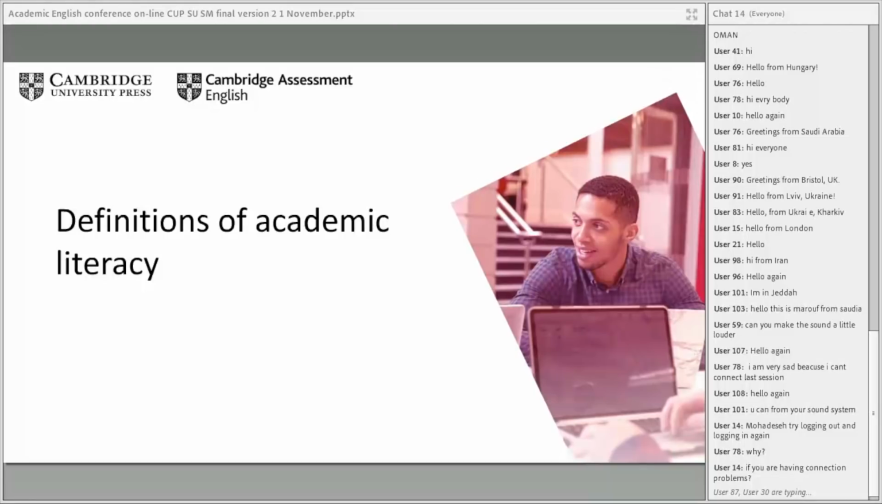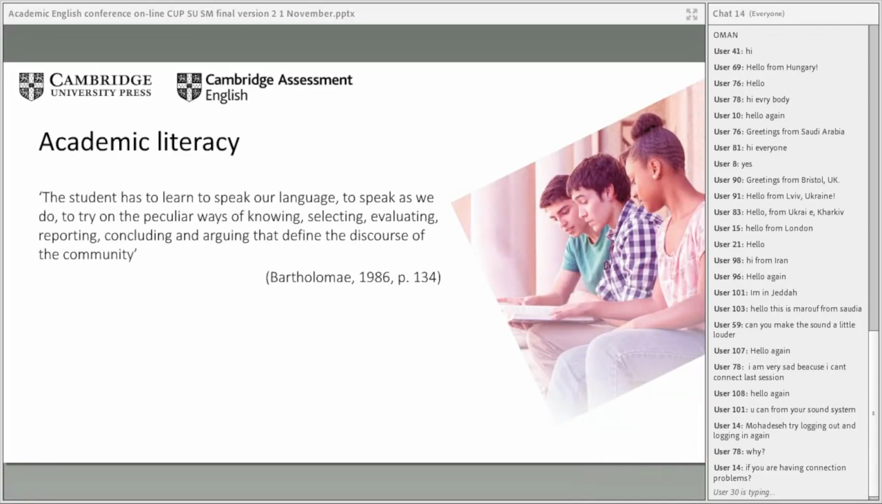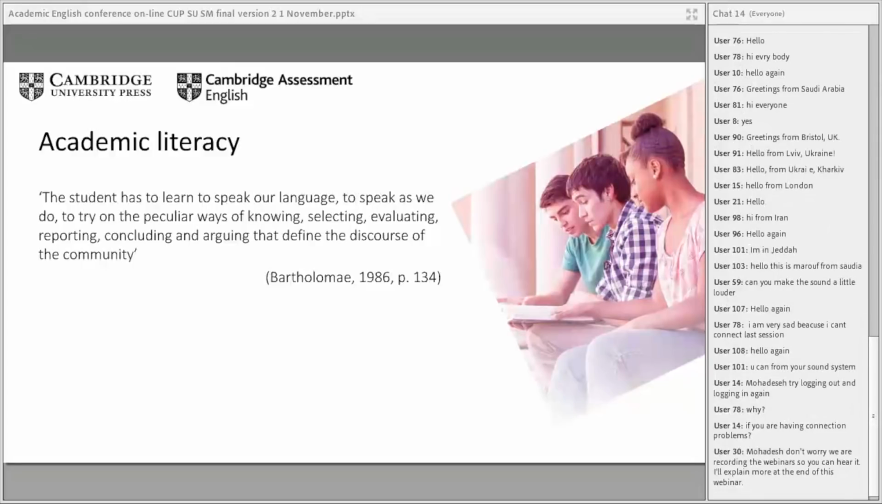It has been presented as a prerequisite for starting university study, but others consider it as something primarily developed in early undergraduate study. Back in 1986, David Bartholomew pointed out that the language demands of university study can be different to those in other contexts. I think few of us would dispute Bartholomew's conceptualisation of academic language as something that has to be learnt.